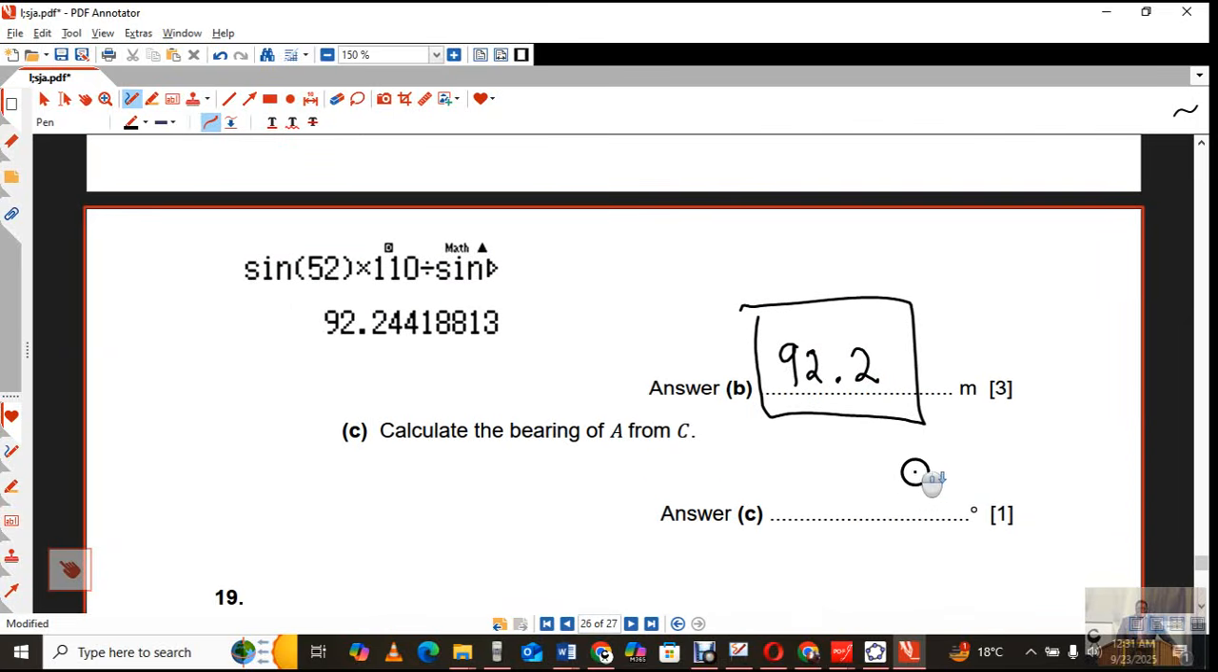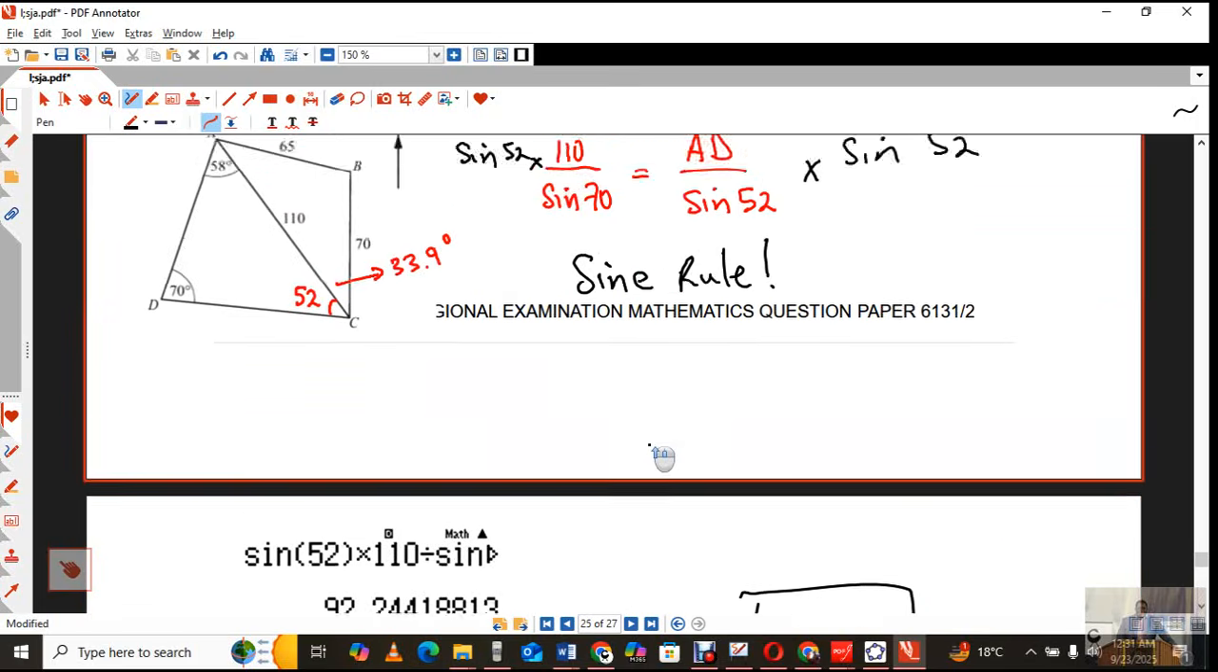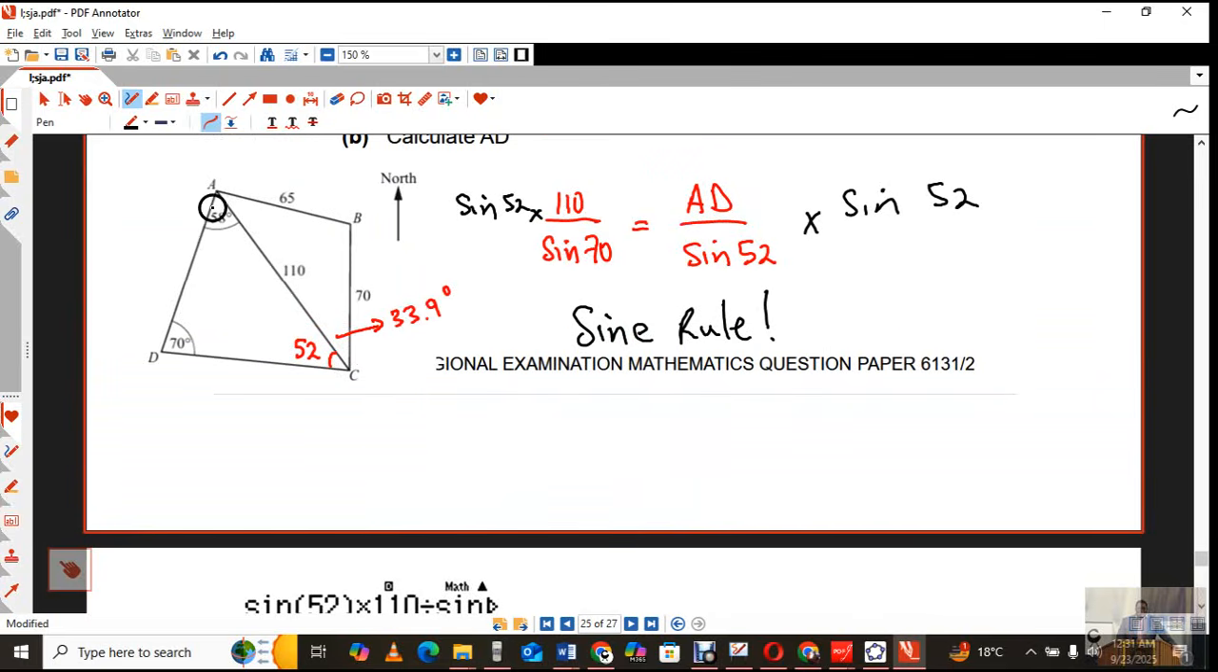That's it. Calculate the bearing of A from C, the bearing of A from C. This is very interesting. So what they are looking for, the bearing of A from C, it's this whole, and I'm going to indicate it in blue. Bearing of A from C, you go to C. This is what we are looking for, this whole angle all the way up to there. Can you see that? Now, in order to find that angle, you know the whole thing is 360. So the bearing of A from C, that means you go to C. Then you do that, okay?